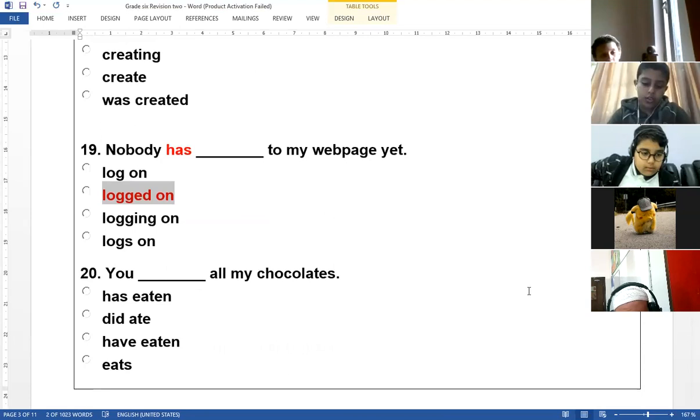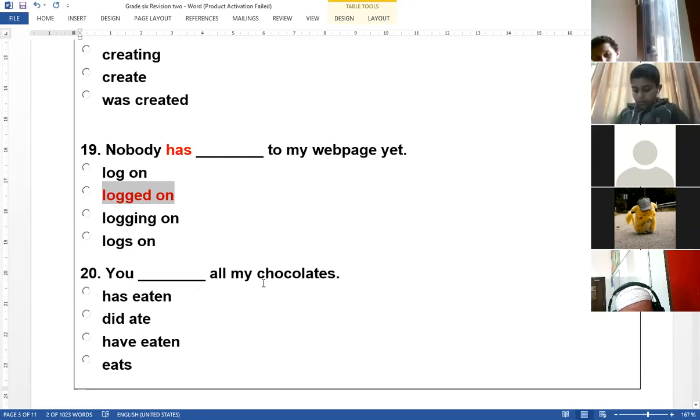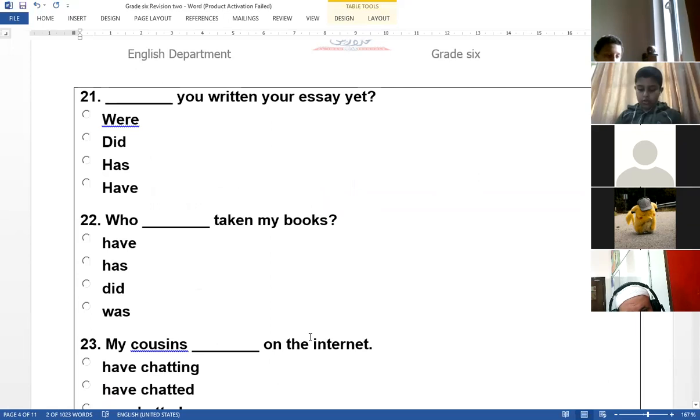Abdullah Jalahma, number 20. You all my chocolates. You has eaten or you have eaten? You have eaten. Excellent. What's wrong here? You have eaten. Next one, Abdullah. You written your essay. Written is the past participle. Have you. Excellent. The next one, Abdullah. Who taken my books?